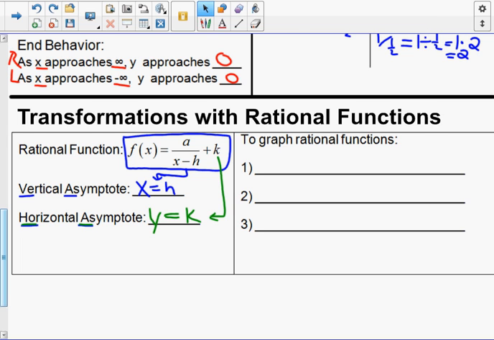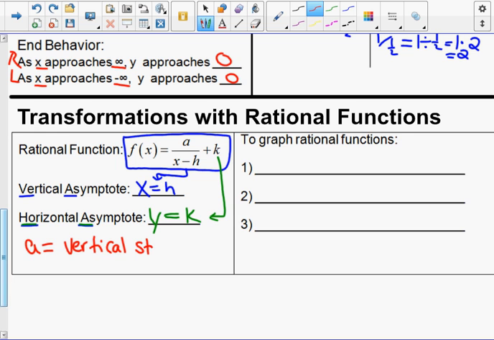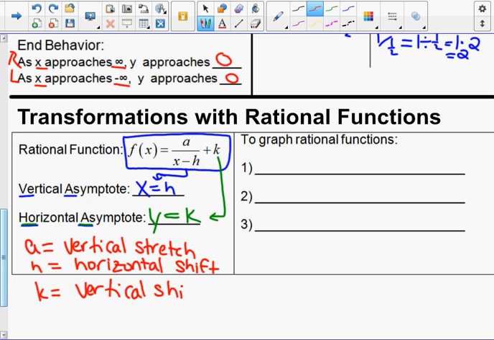Now, hopefully you remember from graphing transformations of other functions that the a gives us the vertical stretch. The h is the horizontal shift, so it's all about moving your graph left or right. The k is the vertical shift, and this moves your graph up or down.